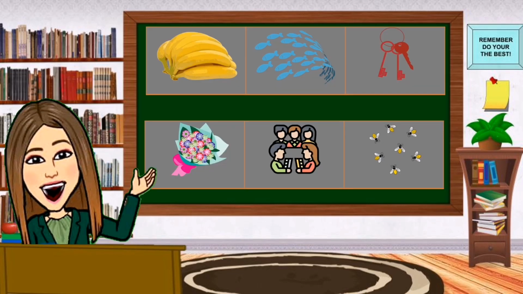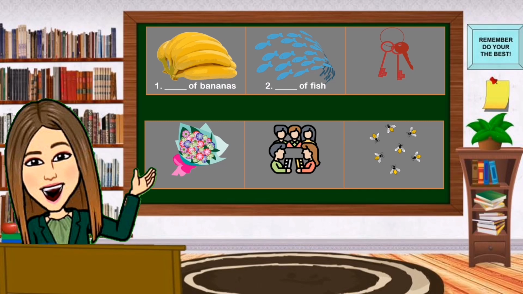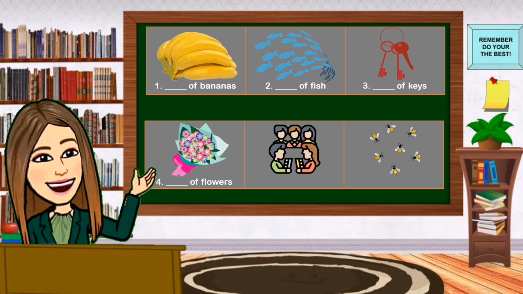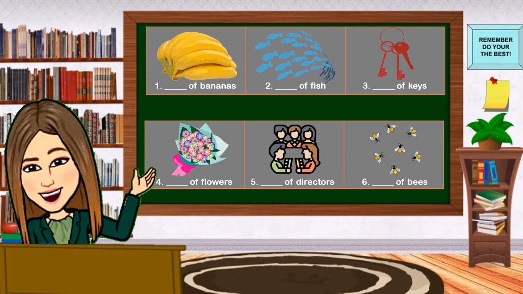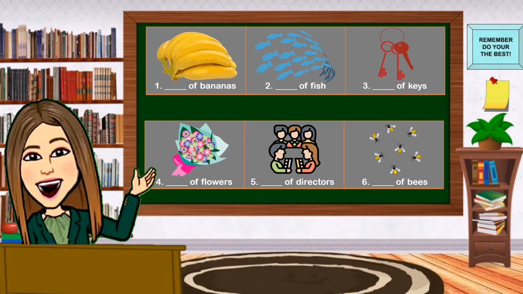Number 1, blank of bananas. Number 2, blank of fish. Number 3, blank of keys. Number 4, blank of flowers. Number 5, blank of directors. And number 6, blank of bees. You only have 20 seconds to do this exercise.